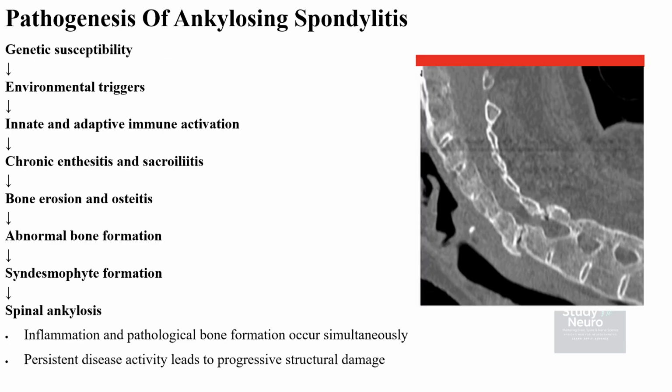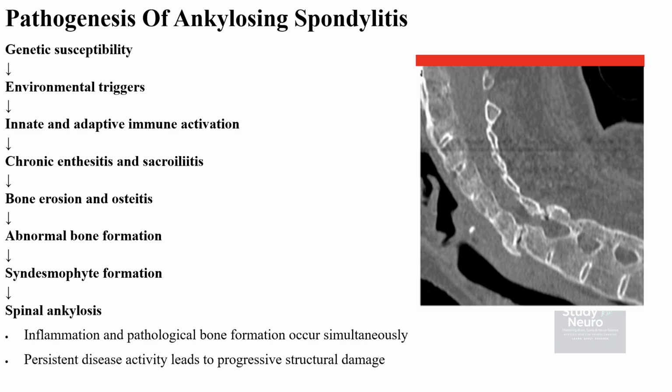spondylitis. The pathogenesis of ankylosing spondylitis begins when genetic susceptibility interacts with environmental triggers, leading to activation of both innate and adaptive immune responses in susceptible individuals. This immune activity promotes chronic inflammation, particularly at the entheses and sacroiliac joints. Over time, inflammation can cause bone erosion and inflammation within the bone, followed by abnormal new bone formation that produces syndesmophytes and eventually spinal ankylosis.